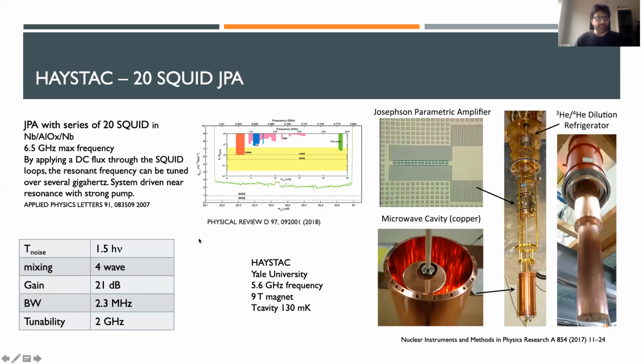Okay, then another experiment is HAYSTAC. HAYSTAC is working at a frequency of about 6 gigahertz with a 9 Tesla magnet. You see the resonant cavity here and the dilution refrigerator. And here is a picture of the parametric amplifier. Again, it's a series of SQUIDs. And again, they reach almost the quantum limit, the 20 dB gain, quite a large tunability of 2 gigahertz, and a bandwidth of a few megahertz. And here is shown the result of HAYSTAC.